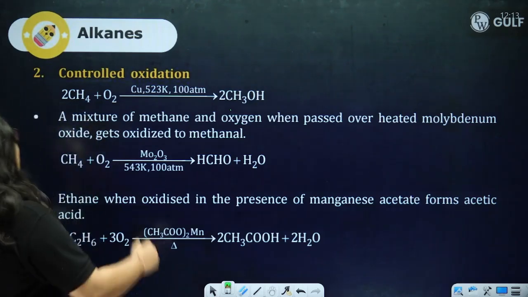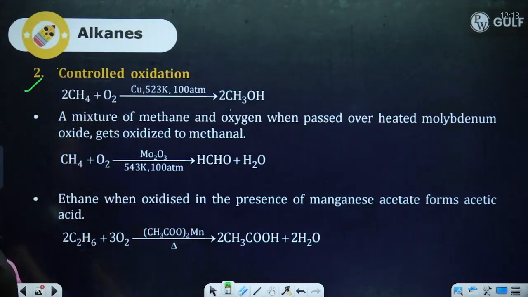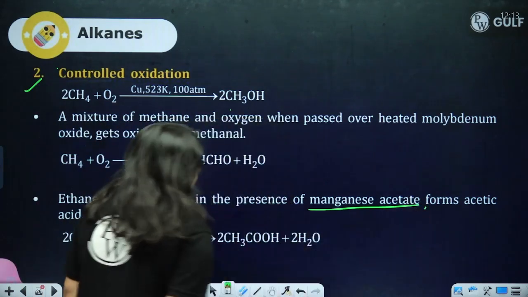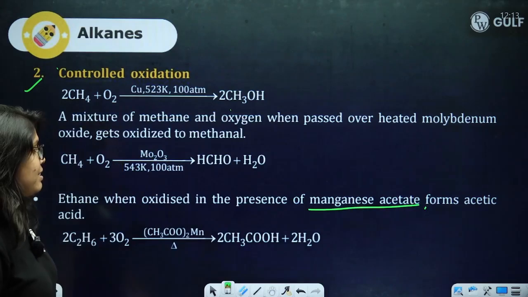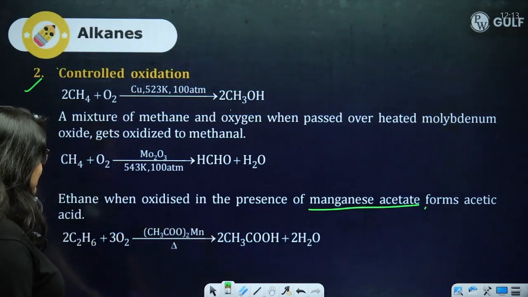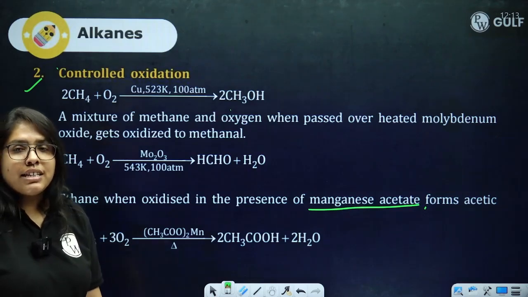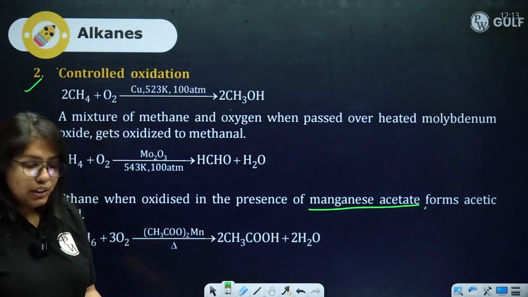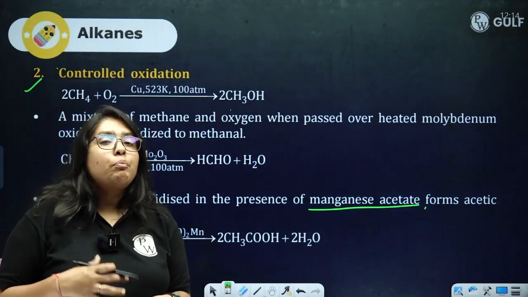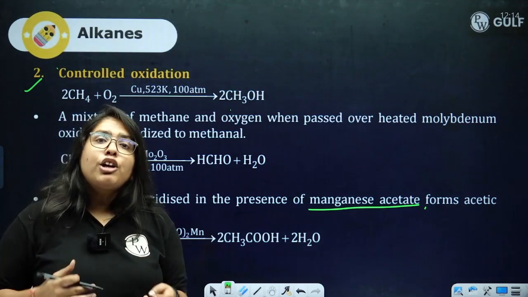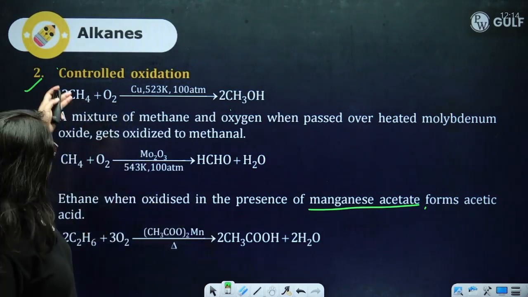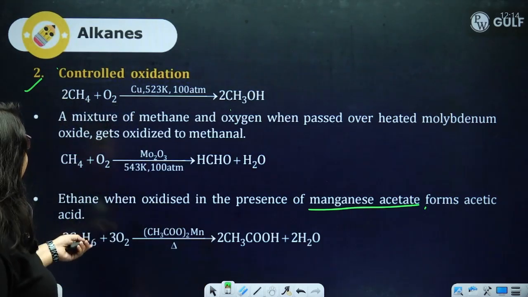So, thereby controlled oxidation. Ethane will oxidize in the presence of manganese acetate and give rise to acetic acid, or I would rather say ethanoic acid. This is nothing but controlled oxidation. That is, in the presence of a catalyst, the product formed is different for the same carbon compound, as you can see in the case of methane over here.